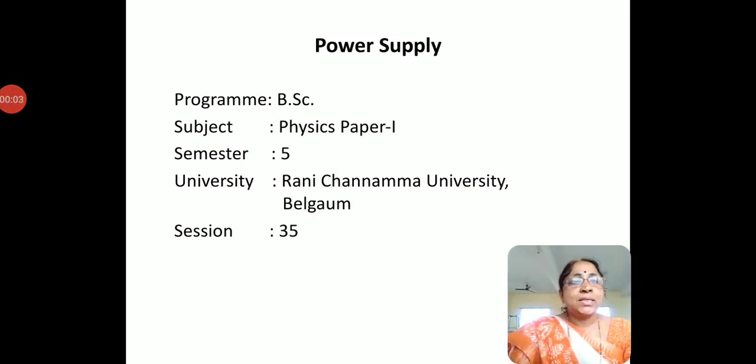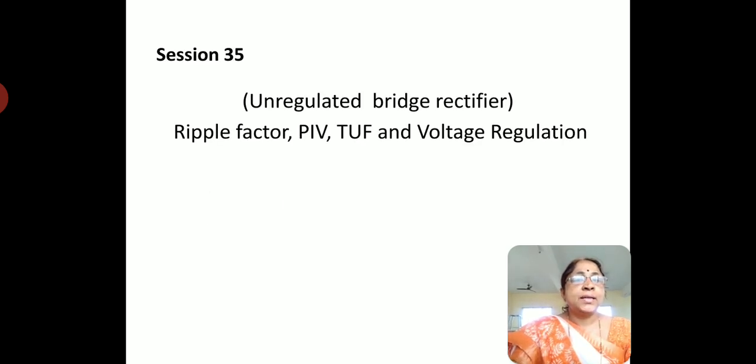Welcome to the Rani Chennamma University, Belgaum, BSc 5th Sem Physics Paper 1, Power Supply, Session 35. This session 35 consists of ripple factor, peak inverse voltage, transformer utilization factor, and voltage regulation.